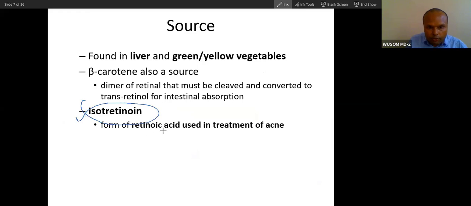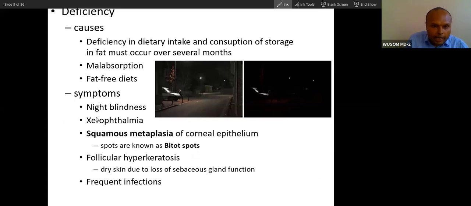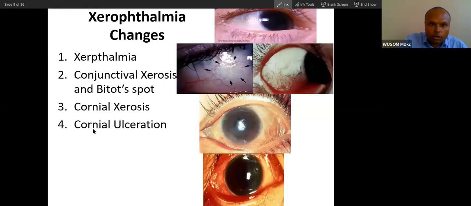Isotretinoin is a form of retinoic acid. It can be used for acne. Night blindness happens because of deficiency of vitamin A. You can see how night blindness happens. And because of deficiency, xerophthalmia will happen. It will progress to dryness. First dryness will happen, and then this will lead to Bitot spots, and if the condition is not treated, it will lead to corneal xerosis. That is, the cornea will be affected, then corneal ulceration, and that will lead to permanent blindness. So this is the progression.